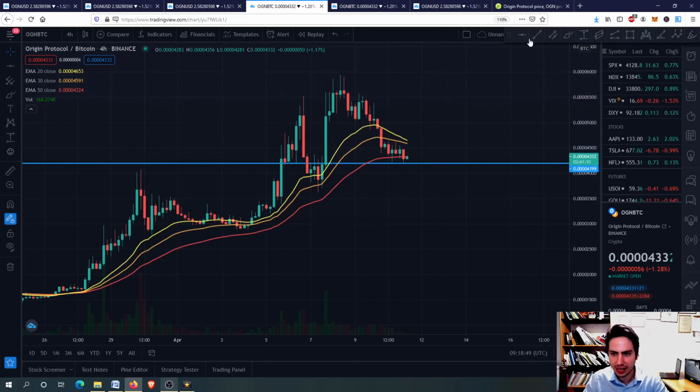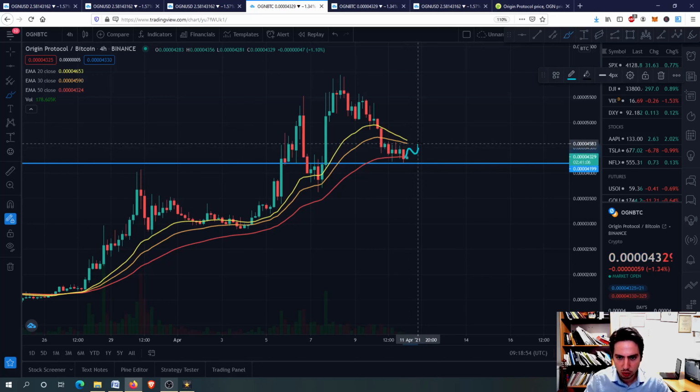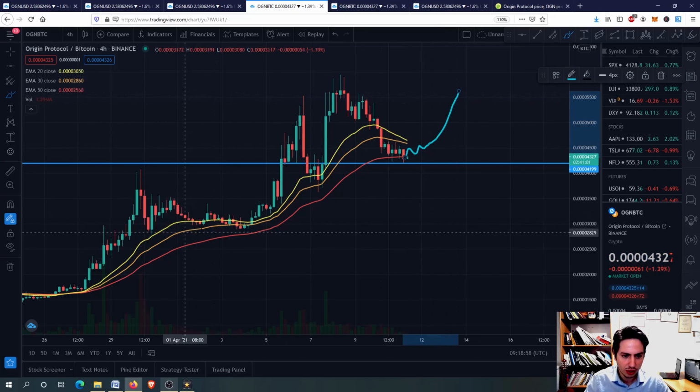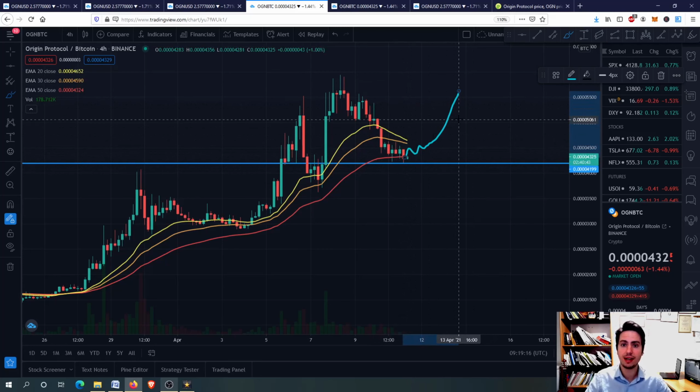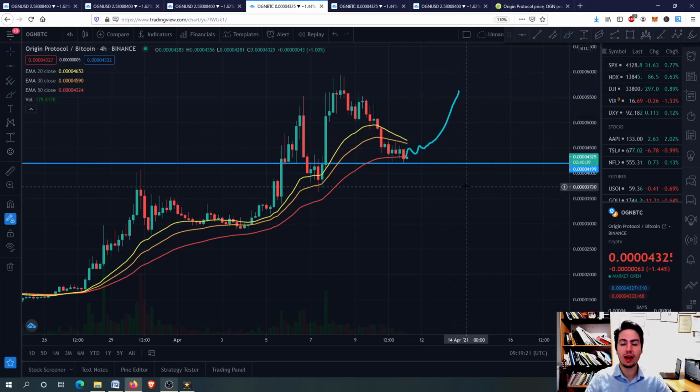Let me clear this line and draw another line. We might see it moving upwards, downwards, upwards, hitting the 20-day EMAs, then going upwards again. Same with this scenario here. But we need to see it maintaining their exact positions in order to look strong and going upwards soon. Again, we need to see the 20-day EMA above the 30-day EMA and above the 50-day EMA, because if they cross each other and the 50-day EMA goes above, then we might see a more bearish scenario for the Origin protocol against Bitcoin.